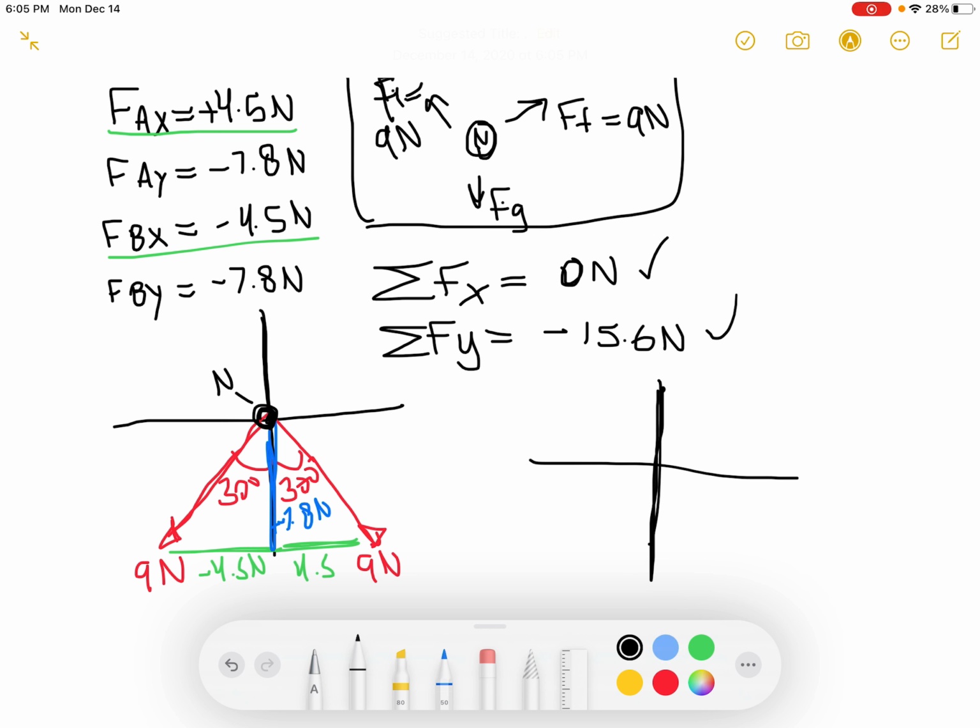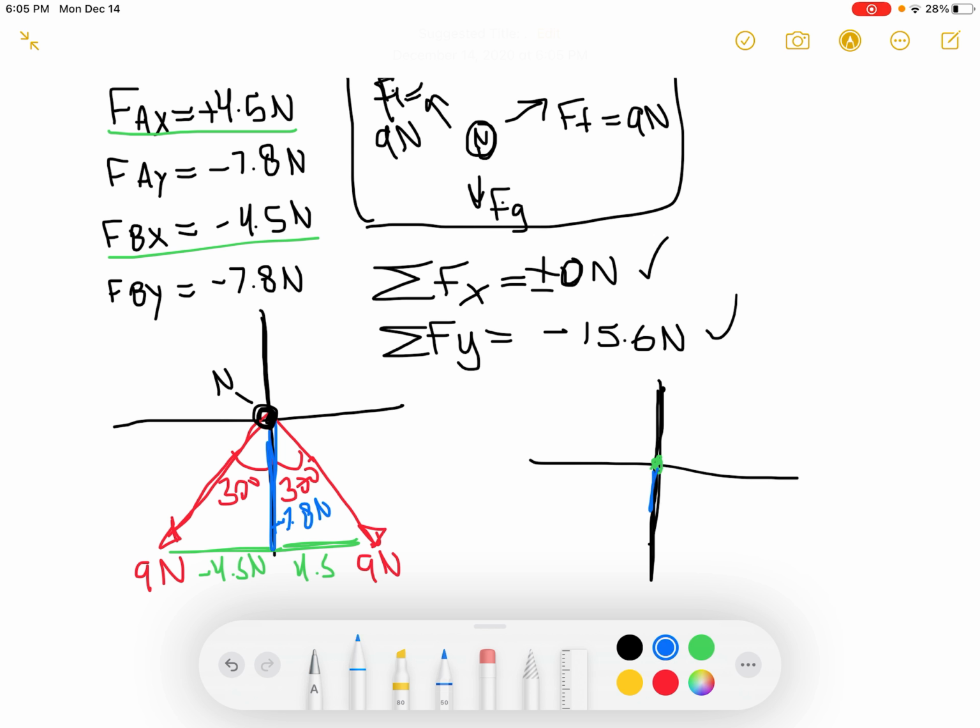So we have 0 newtons to the left or right. So basically, this is just plus or minus. So that means we don't go anywhere. There's no distance for the x.